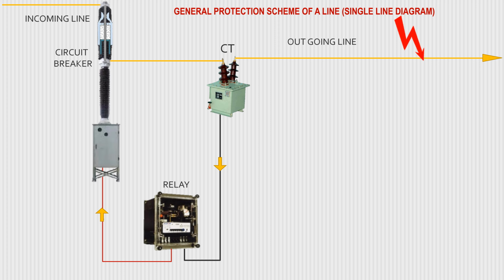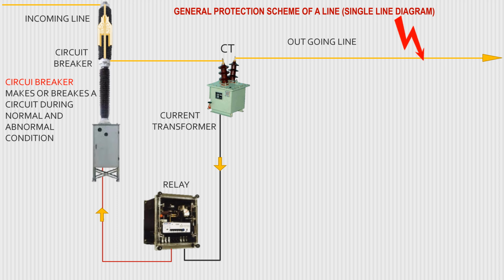The relay instantly measures this excess current and sends a tripping command to the circuit breaker. The circuit breaker trips instantly by separating its inside contacts and protects the overall system from damages. This is the general process of a protection scheme.